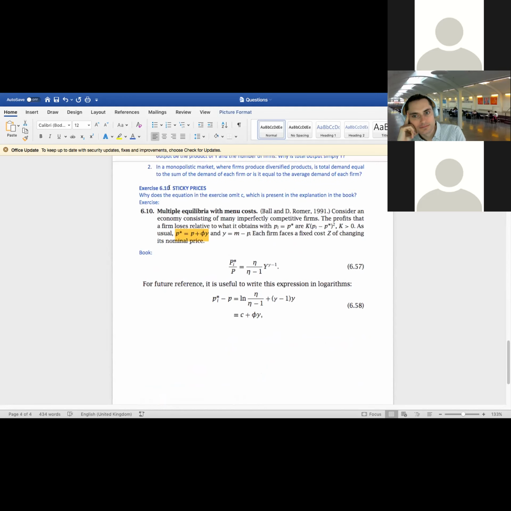So here in the last question on the problem on sticky prices, I see that the book defines this variable pi, which is the log of this thing, with the C. But here in the problem, I don't find the C. So I'm wondering why, or why is it omitted? What's the assumption here?